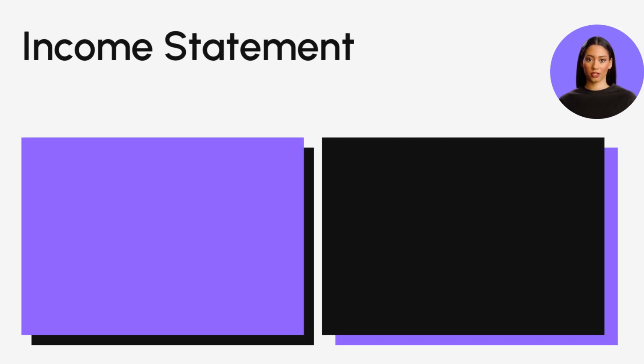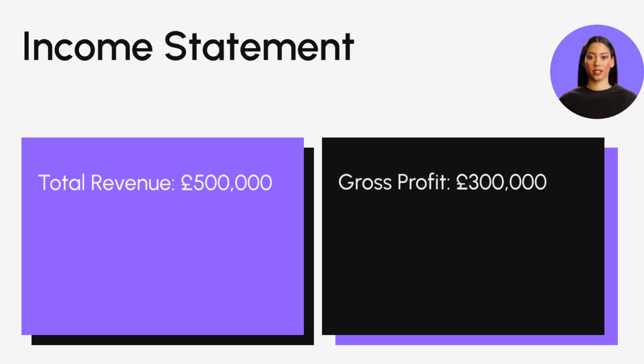Revenue. Total revenue is £500,000. Cost of goods sold is £200,000. Gross profit is calculated as total revenue minus COGS, equaling £300,000. Operating expenses total £280,000. Operating profit is calculated as gross profit minus total operating expenses, equaling £20,000. Net profit before taxes equals operating profit, £20,000.